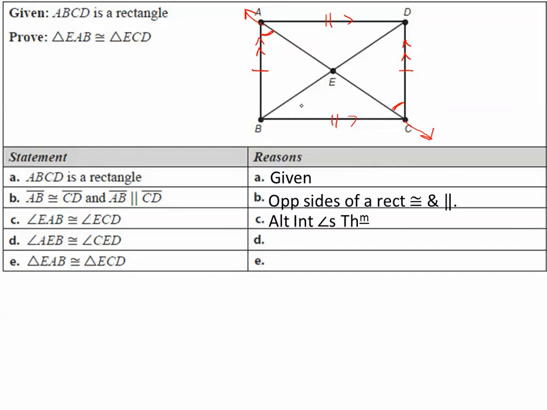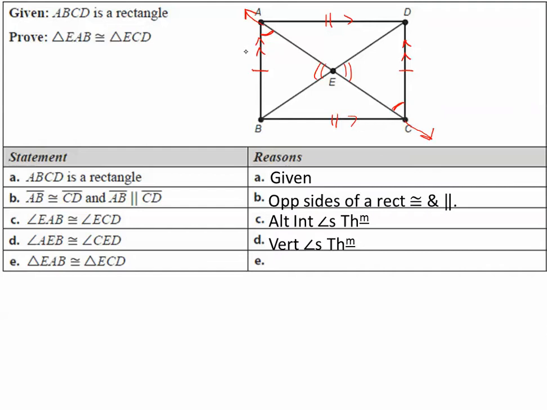Now it says angle AEB, that's this one right here, is congruent to CED. Ooh, that one's an easy one, okay? Because we've talked about that one a lot, since Unit 1. We know that vertical angles are always congruent. Okay, so that's the vertical angles theorem. Now they say we're going to go ahead and we're finished with our proof. So triangle EAB is congruent to ECD.